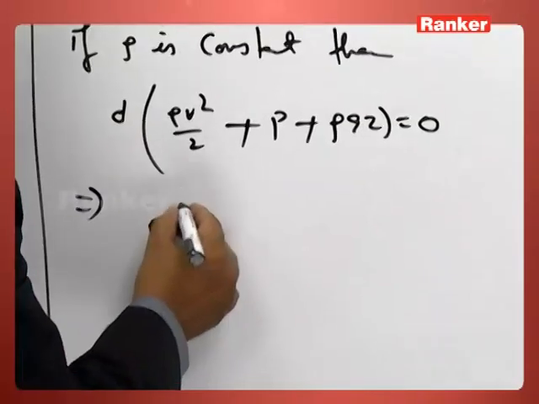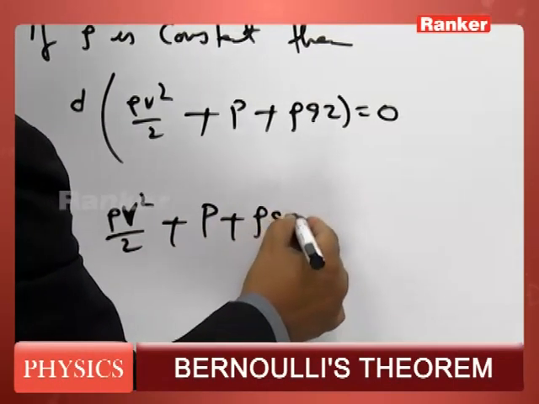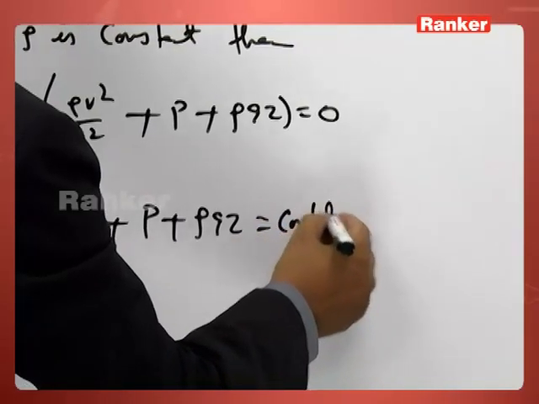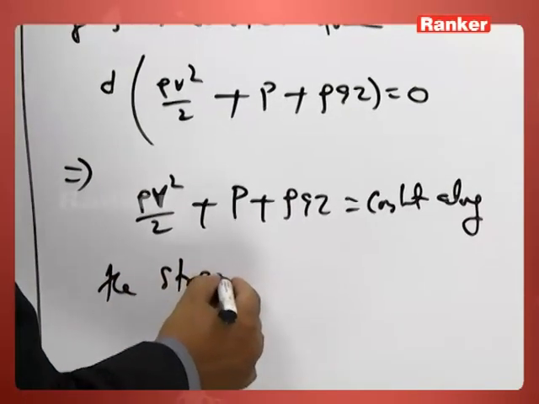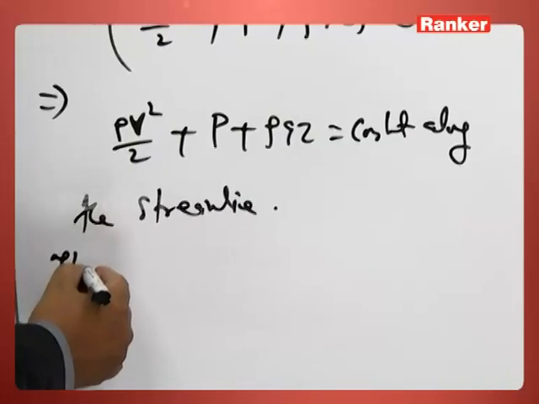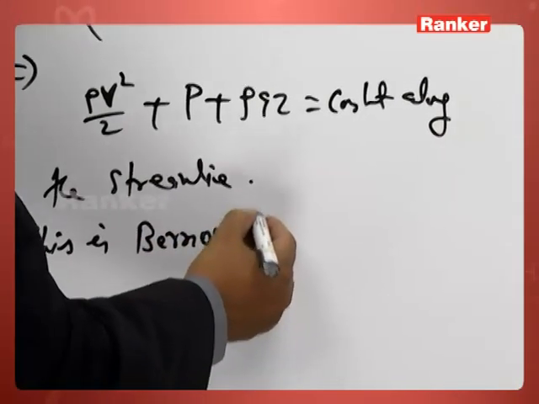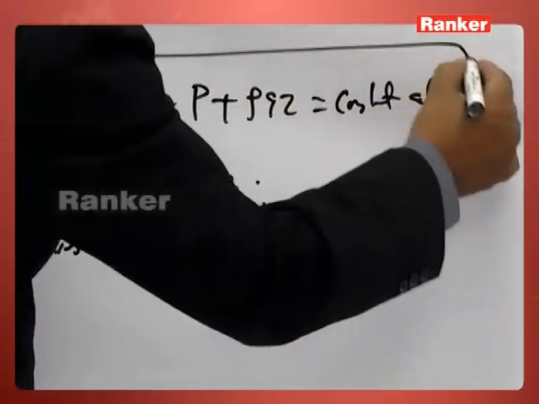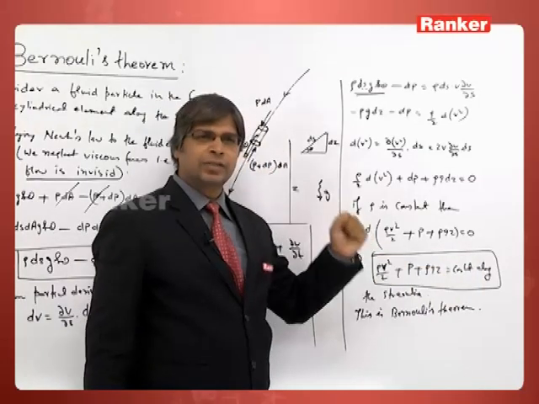This implies rho v square by 2 plus p plus rho gz is equal to constant along the streamline. This is Bernoulli's theorem. So this is called Bernoulli's theorem.